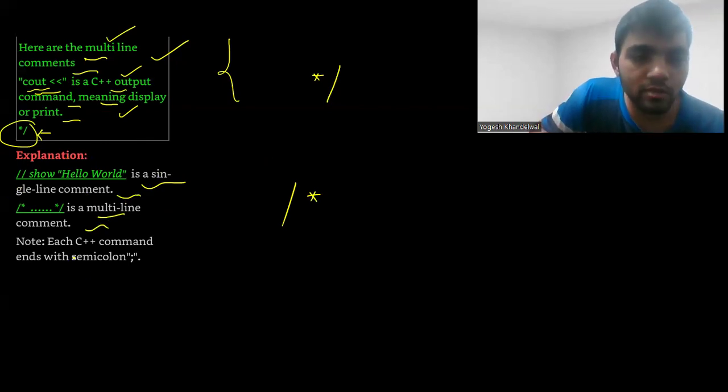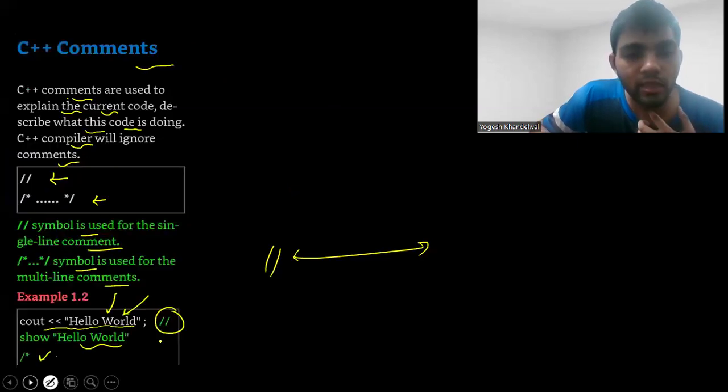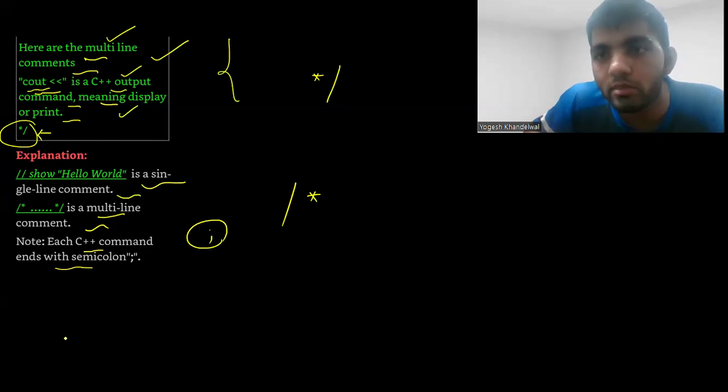One thing you can also note is that each C++ command ends with a semicolon. After every command you can see that we are using one semicolon. So this is the first topic that we covered, the comments.